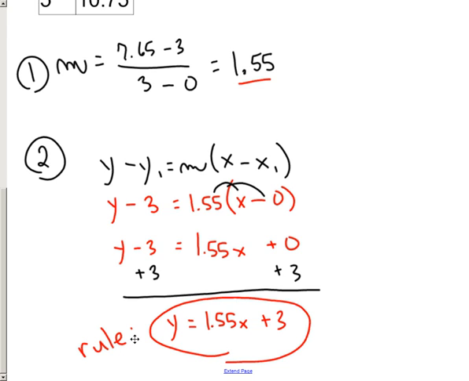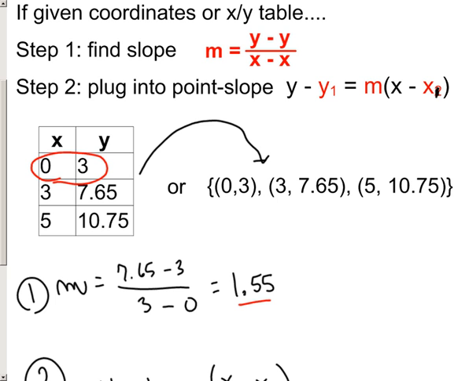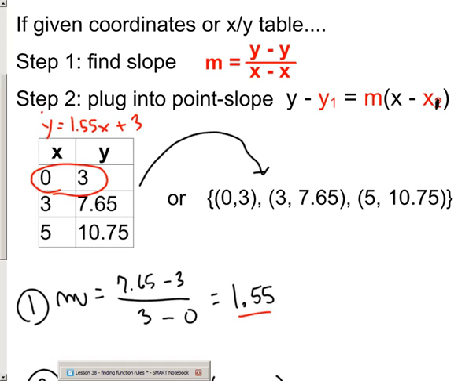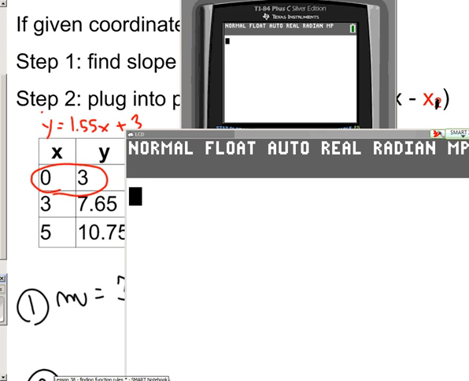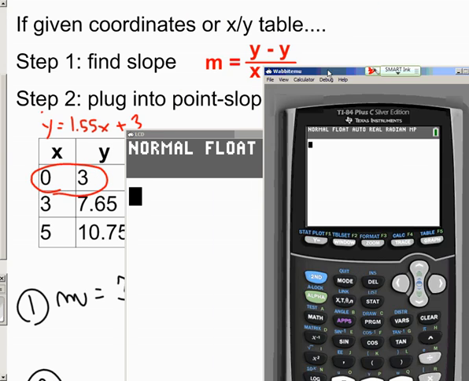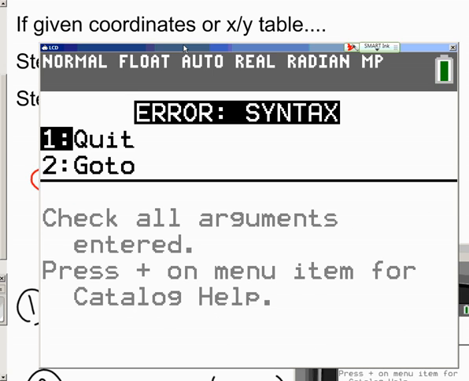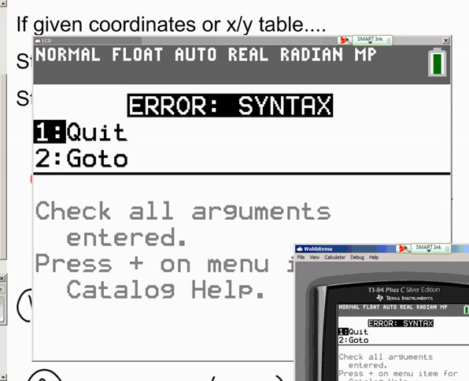And just to test it out, if you want to make sure that you've got it right, I'm going to write the rule right here. Y equals 1.55x plus 3. And we're actually going to plug in our x values and see if we get the correct y value here. So let's see here. 1.55 times x, which in this case is 0, and then add 3. Well, looks like I typed it in incorrectly here. Hang on just a second.